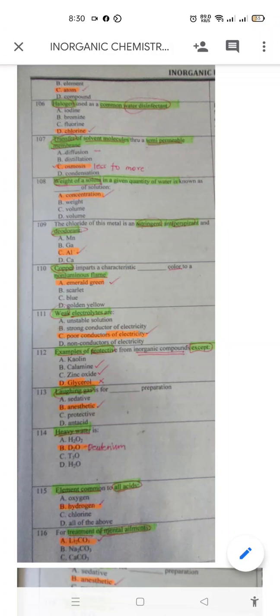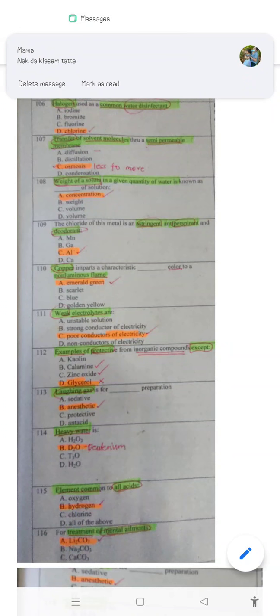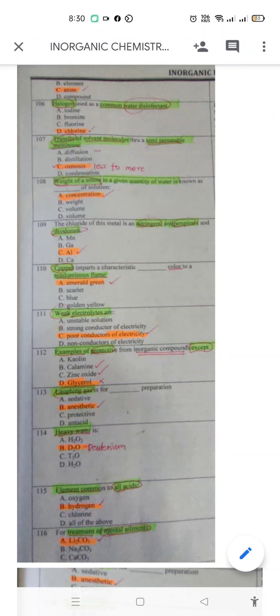Number 109, the chloride of this metal is an astringent, antiperspirant, and deodorant. Again, lumabas na naman ito. That is your aluminum. The use of aluminum is astringent, antiperspirant, and deodorant.